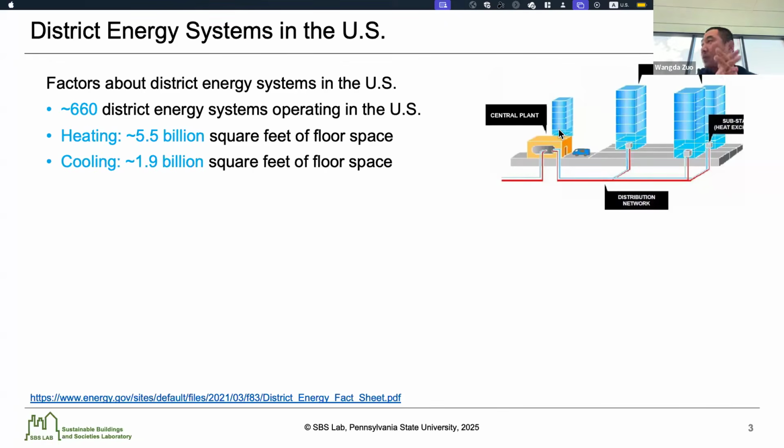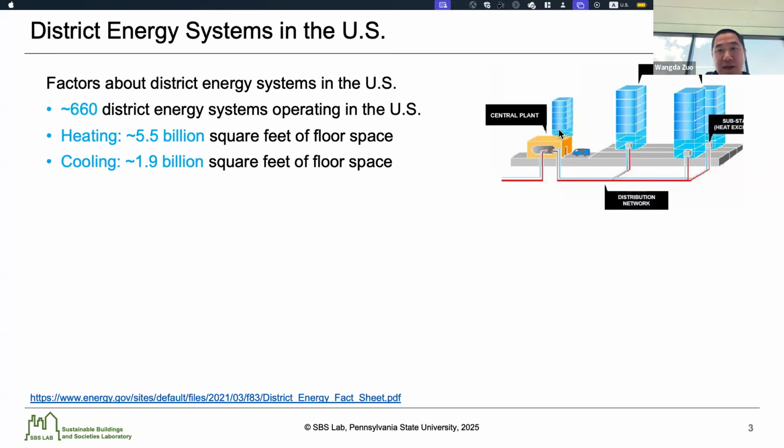So first, why do we want to work on district energy systems? Because district systems are really important in the US. We have more than 660 district energy systems currently in operation. On the heating side, they provide heating for more than 5.5 billion square feet of floor space, and on the cooling side, about 1.9 billion square feet of floor space.